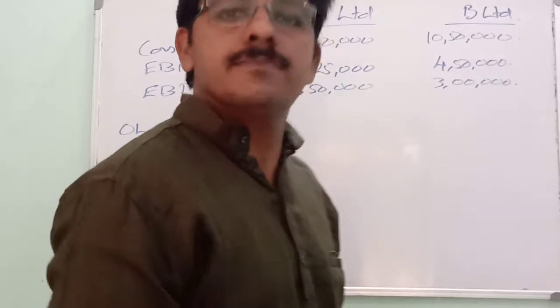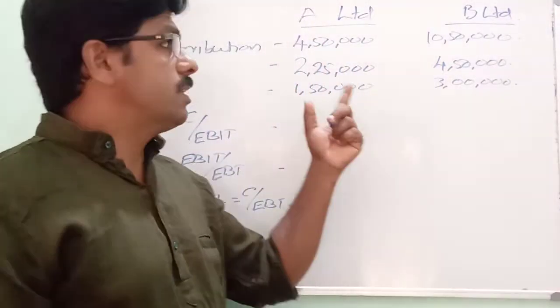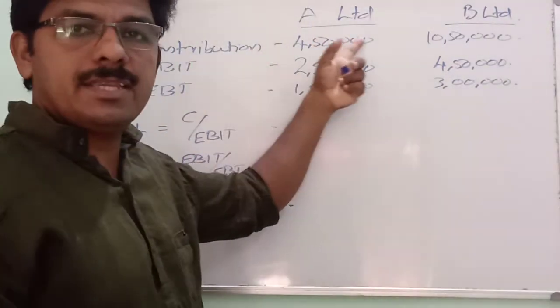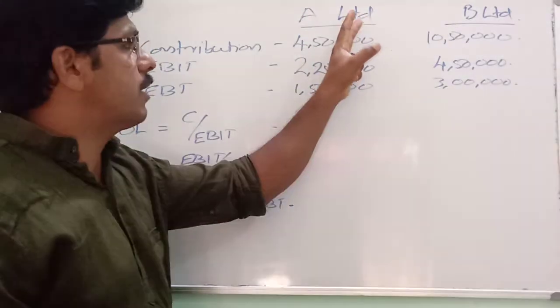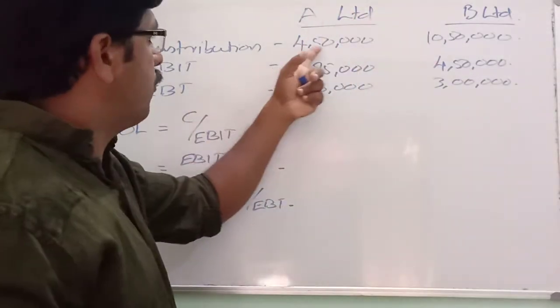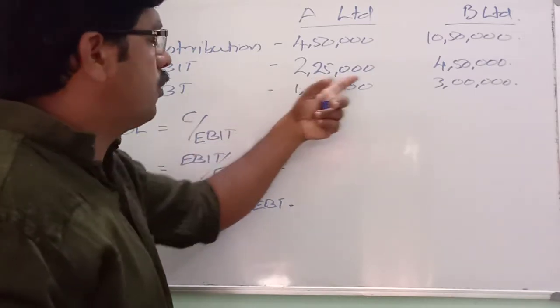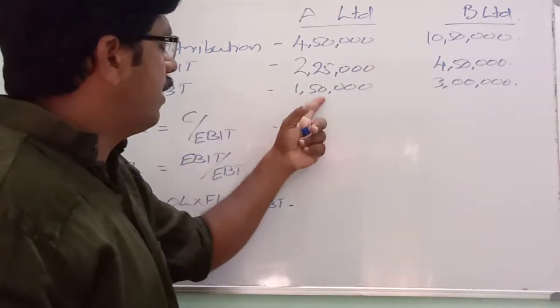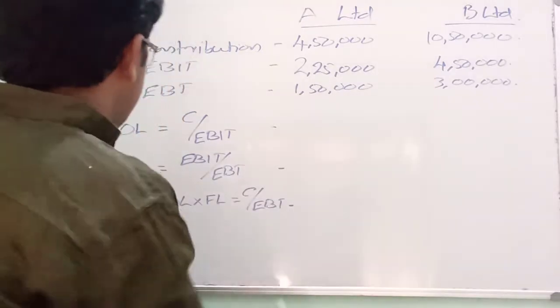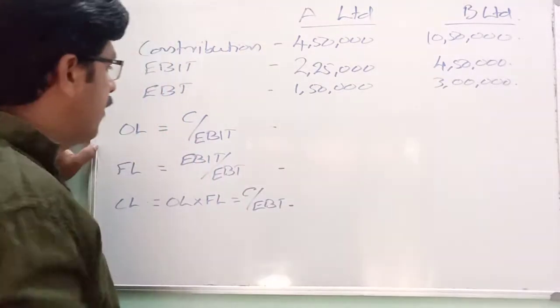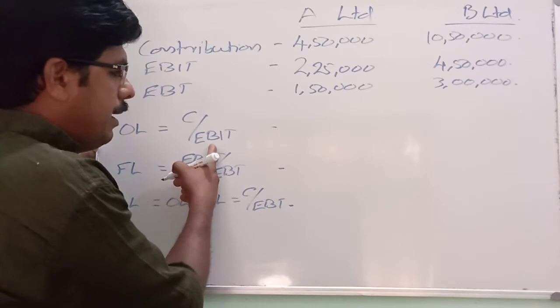Welcome back. Let us see how to solve it. These are the items given in the question for A Limited and B Limited. Contribution: 4 lakh 50,000 and 10 lakh 50,000. EBIT: 2 lakh 25,000 and 4 lakh 50,000. EBT: 1 lakh 50,000 and 3 lakh. Operating leverage is equal to contribution divided by EBIT.